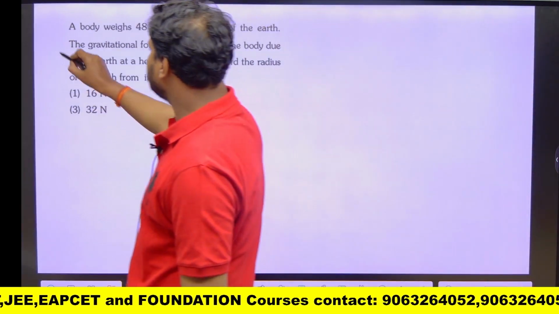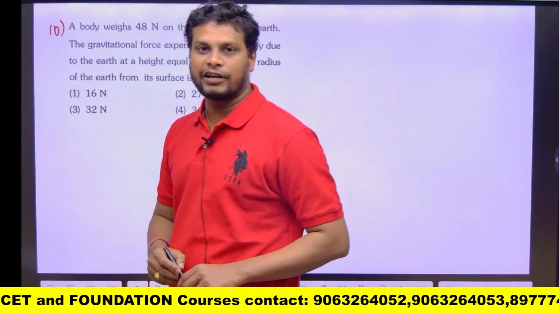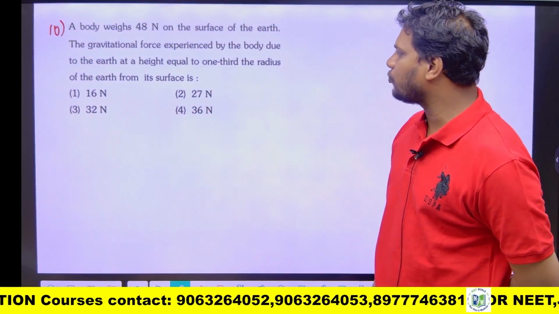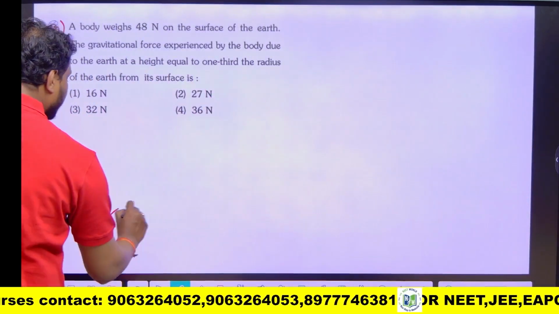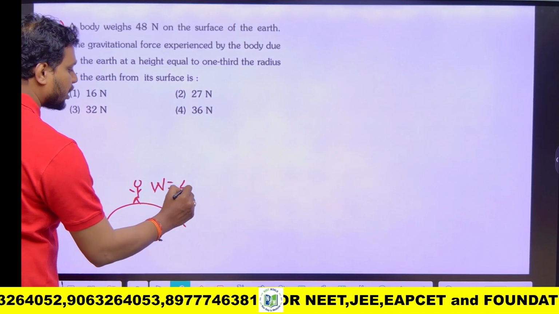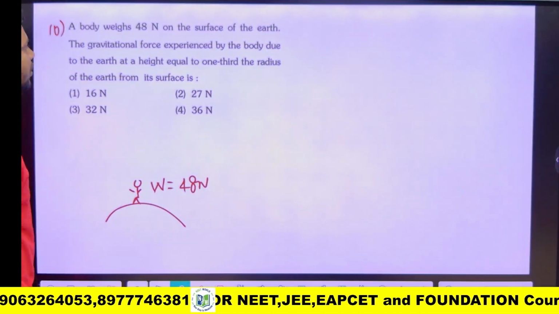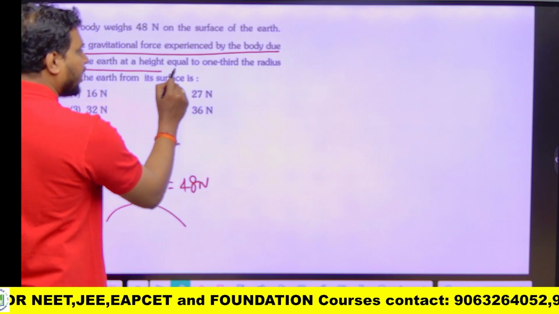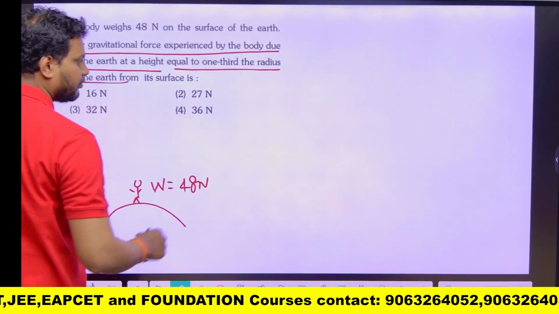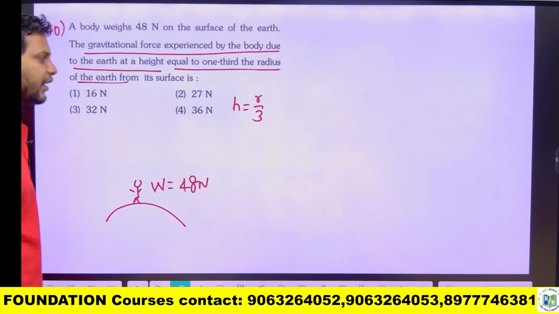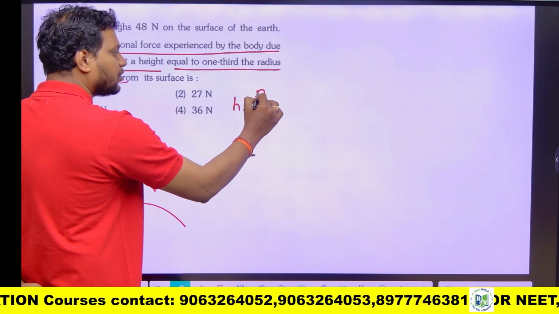Question number 10. And this is a problem from gravitation. They have given that a body weighs 48 Newton on the surface of the earth. So the weight of the body on the surface of the earth is 48 Newton. Then the gravitational force experienced by the body due to the earth at a height equal to 1/3 of the radius. So height is equal to 1/3 of the radius. They are asking at a height h is equal to r by 3 of the earth.